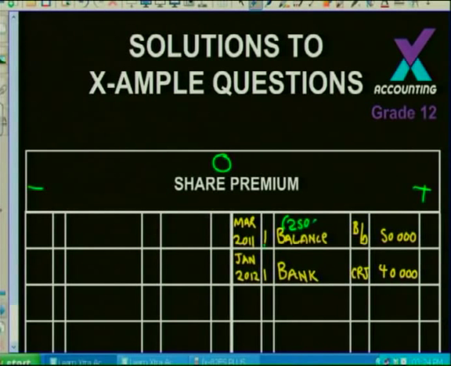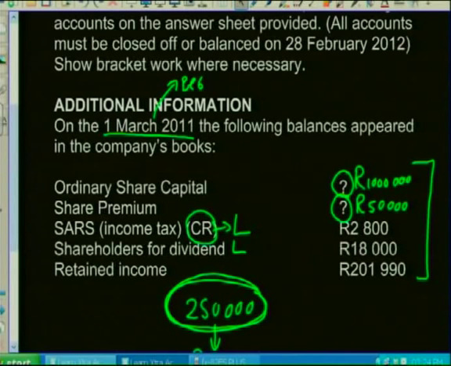Right, we took the 250,000, we times it by 20 cents, and that is how we got the 50,000. Okay, opening balances for share premium, ordinary share capital. Let's go back to the information. Right, so we've brought down these opening balances. Let's now look at SARS income tax, 2,800.